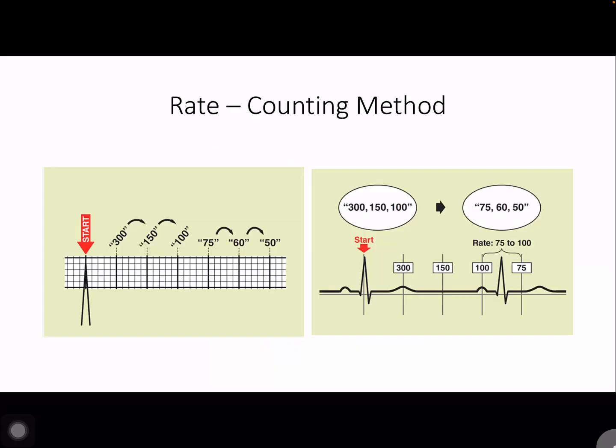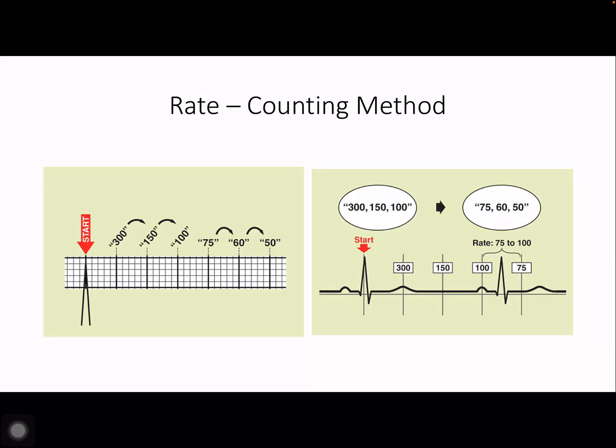For the most part, to determine heart rate, we are going to use the counting method as just a verification measure so that we can verify the heart rate that's displayed on a monitor. If you look on the lower left-hand side here, we're going to start with a QRS complex that falls on one of the lateral hatch marks of the intermediate boxes. Once we find a QRS complex that falls on one of those hatch marks, we begin counting heart rate intervals: 300, 150, 100, 75, 60, 50.